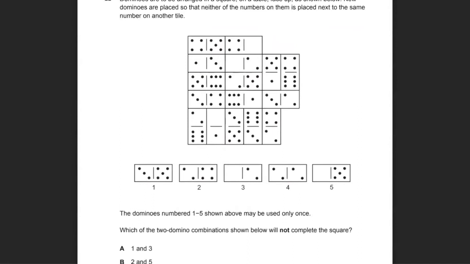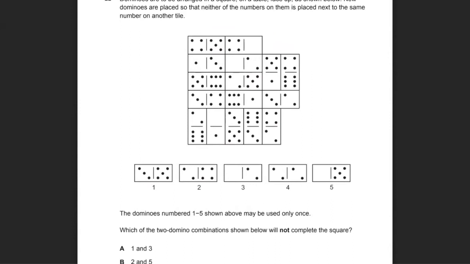It says, dominoes are to be arranged in a square on a table face up as shown below. New dominoes are placed so that neither of the numbers on them is placed next to the same number on another tile, right? The dominoes numbered 1 to 5 above may be used only once. Which of the 2 domino combinations shown below will not complete the square, right?